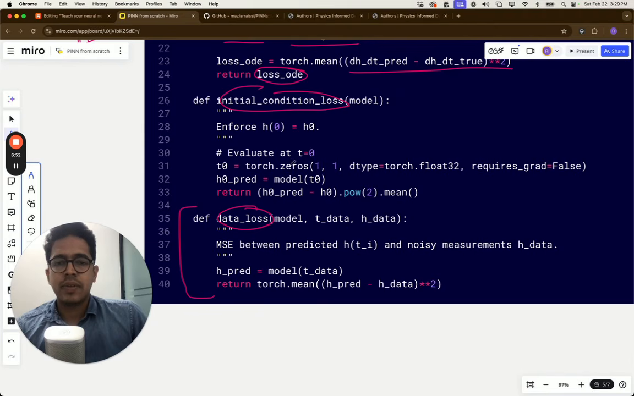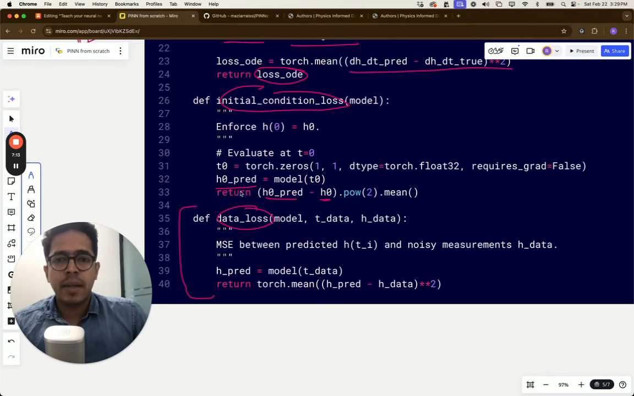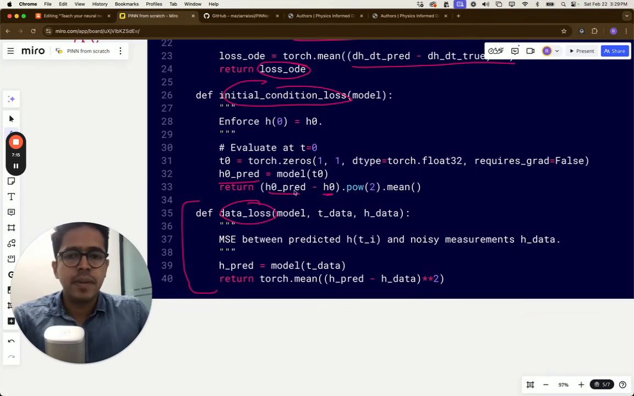Initial condition loss: firstly, when time t equals t naught, what is the model's prediction? That is h naught predicted minus the initial value h0. H0 is nothing but the height at time t equal to 0, or the first data point in your height values. So h naught predicted minus h0, and that will be returned by the initial condition loss function.